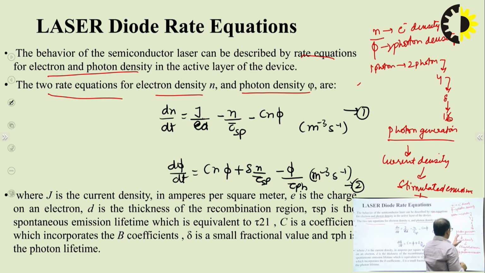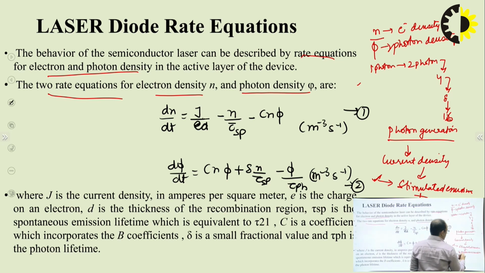Clear? So photon generation depends on what? The photons generated by the stimulated emission, and the photons also generated by the spontaneous emission, because in a laser both emissions will occur. Stimulated emission will be there and the spontaneous as well, but spontaneous emission has a very small role as compared to the stimulated emission. So the main priority will always be given to the stimulated emission in the case of laser.